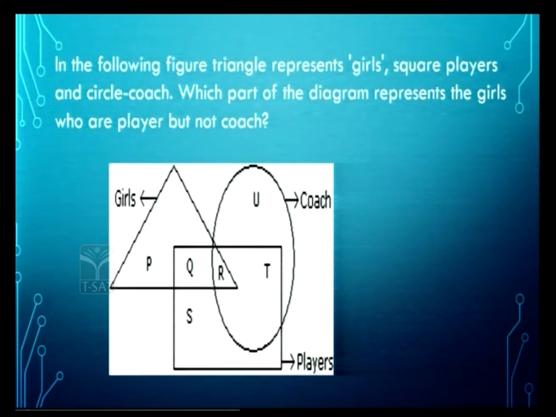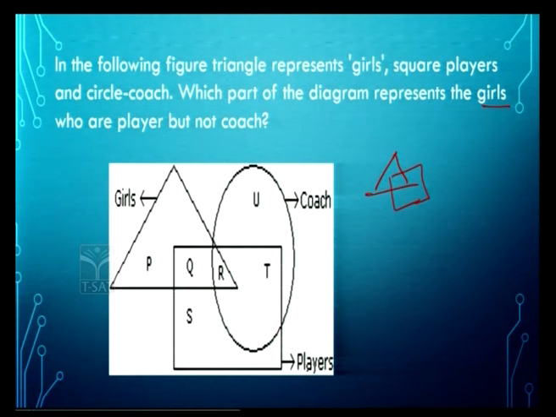In the following figure, the triangle represents girls, the square represents players and the circle represents coach. Which part of the diagram represents girls who are players but not coach? Triangle represents the girls, who are players means they come under the square, but not coach, so they should not come under the circle.